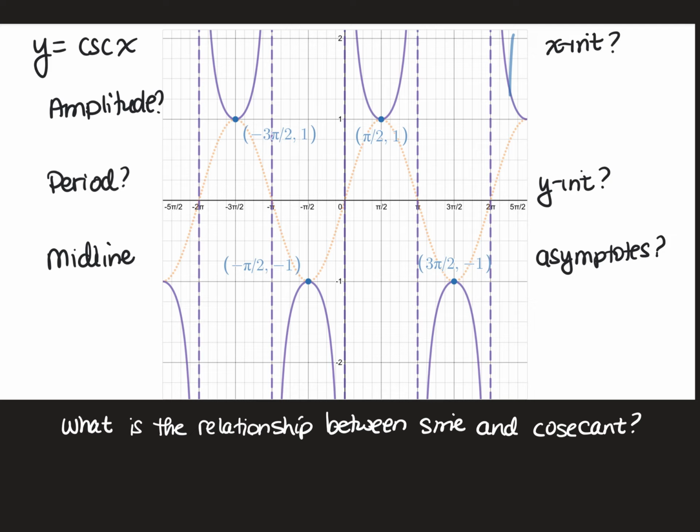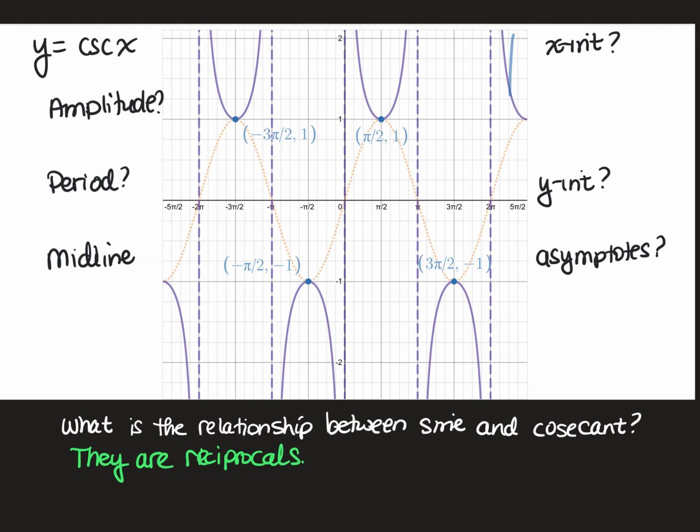The first thing you have to consider before you really look at cosecant is what's the relationship between sine and cosecant. And I hope that you remember that the relationship between those two is that they are reciprocals. Now, when you look at the graph, I have y equals sine of x graphed on here as just a really light dotted orange curve.